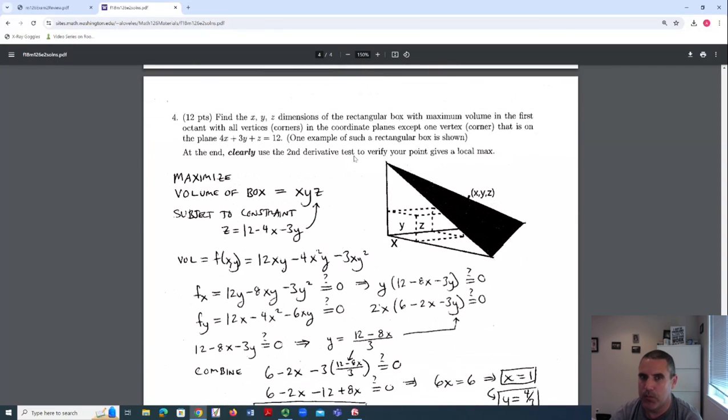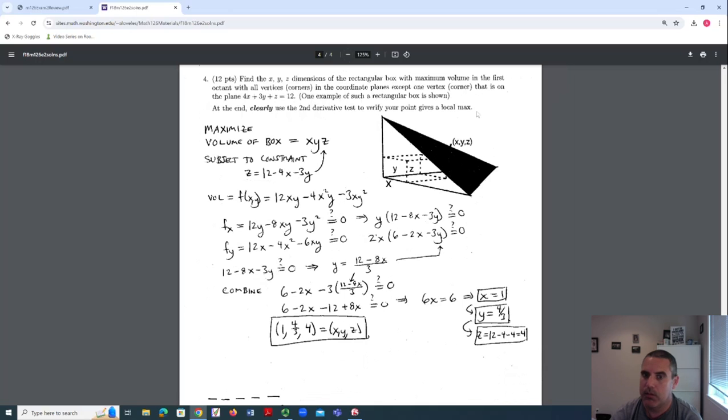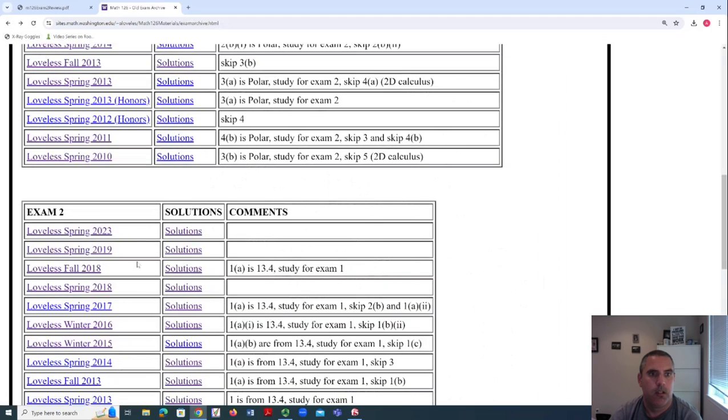Here's an applied problem. For an applied problem, I don't ask this anymore. I don't say use the second derivative test. I would just have you get here and stop. We did that one in class. Let's look at a random other one.